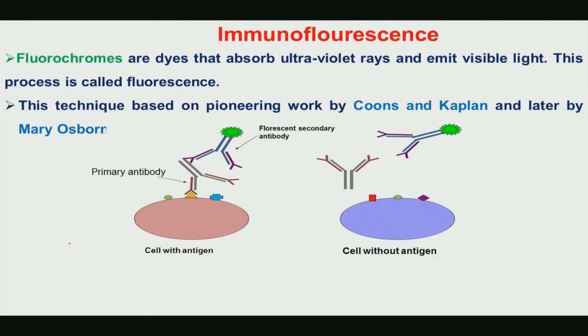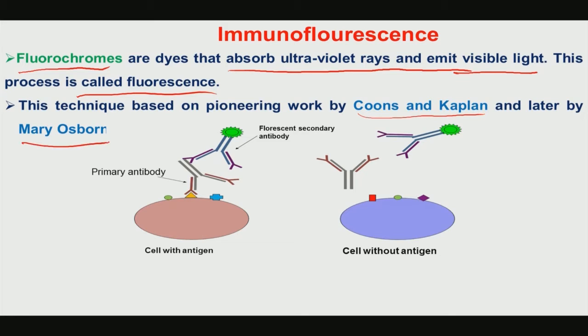In a little bit more detail, fluorochromes, as I mentioned before, are essentially specific dyes which absorb ultraviolet rays and emit visible light, and this process is called fluorescence. There is a clear wavelength difference between these two, and this technique is based on the pioneering work of some scientists, which includes Kunz and Kaplan and later Mary Osborne.